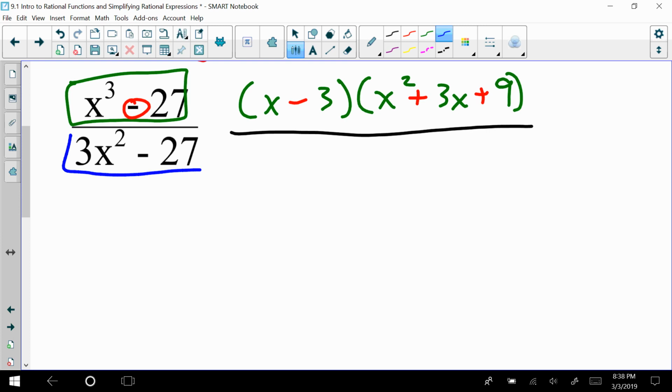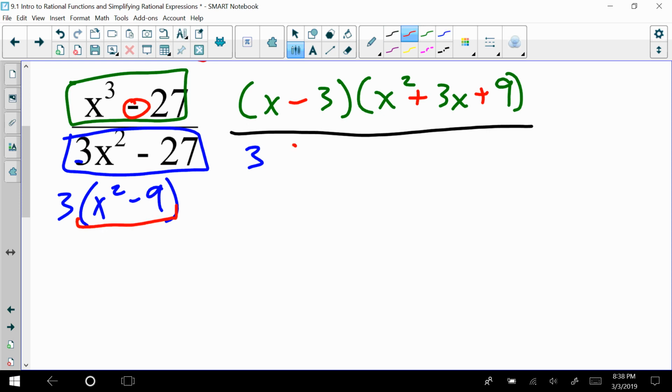Then I go after the bottom here. I'm going after this bottom, and I'm wondering if anything comes out. Well, I think a 3 comes out of these, so I'll take that out. Then I would have x squared minus 9, right? Now, this 3 came out. Does this factor more? Well, of course it does. We just did that one earlier.